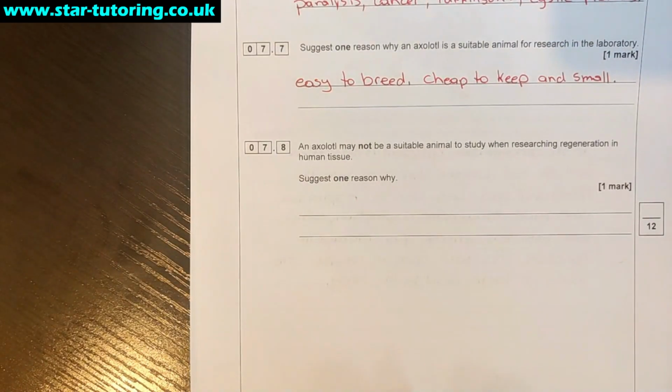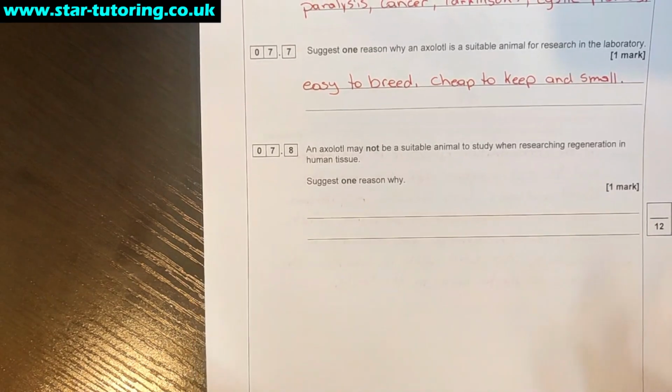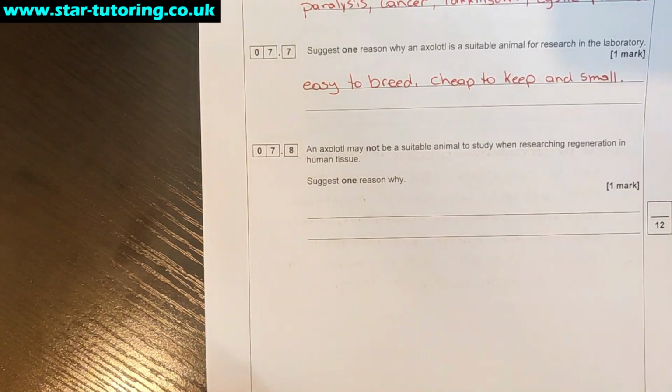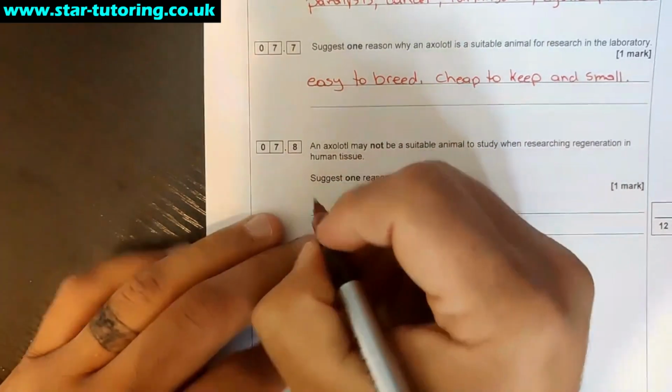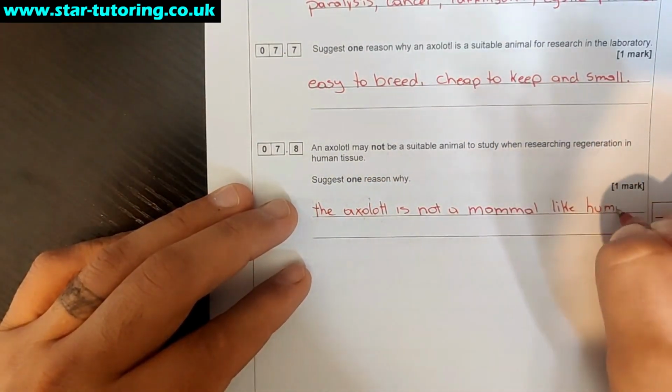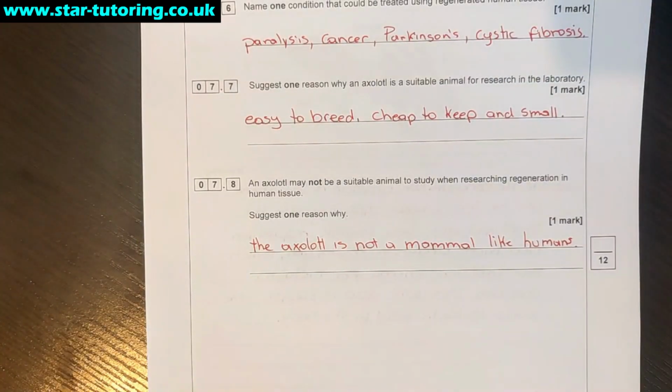7.8. An axolotl, look at me, mastered it, may not be a suitable animal to study when researching regeneration in human tissue. Suggest one reason why. Well, that is fairly simple, because the axolotl is not a mammal, okay, it's an amphibian, and the regeneration in gills may be different to that in other organs, and also the metabolism and processes are very different to humans as well. There we go, and that is question number 7 done.